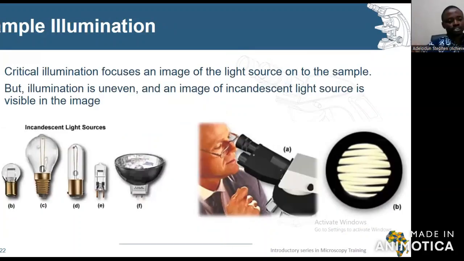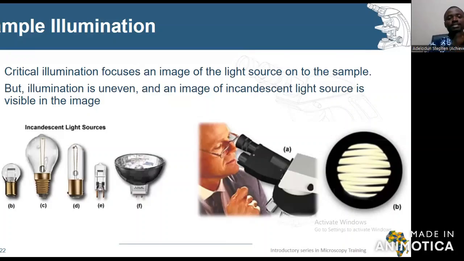Now, coming to what is known as sample illumination. There are 2 basic methods for sample illumination. The first one is what was applied to the older light microscopy. They used what is known as the critical illumination, also known as Nelsonian illumination, named after the man who invented it.